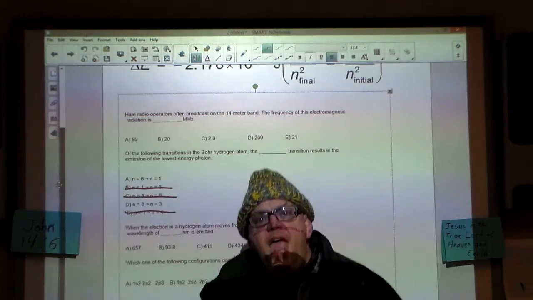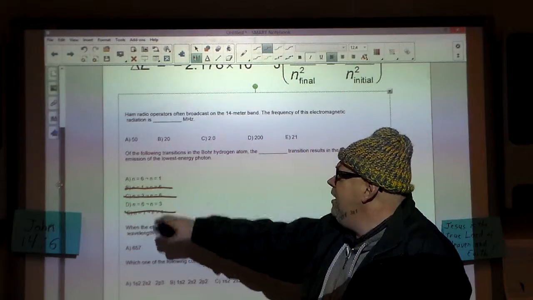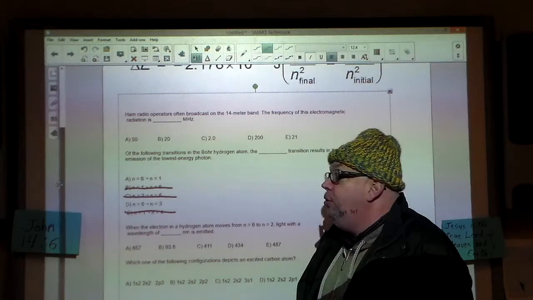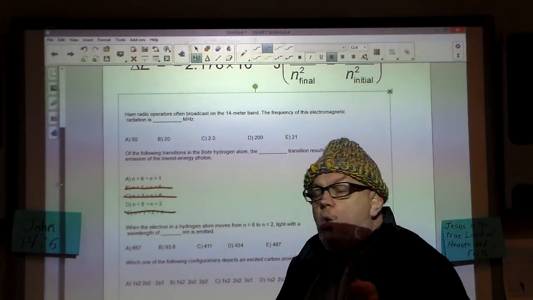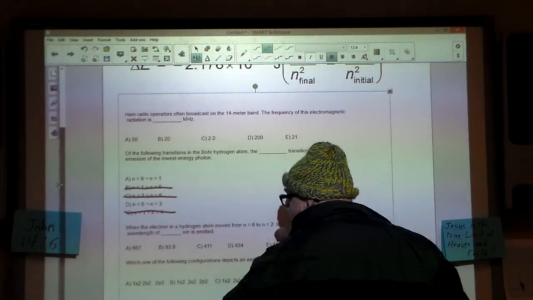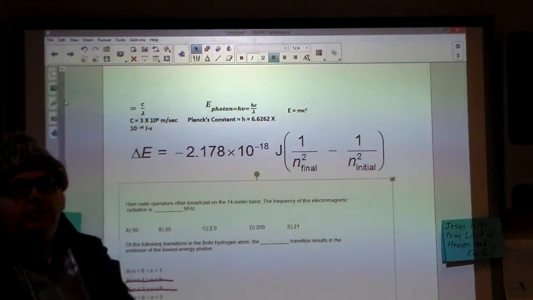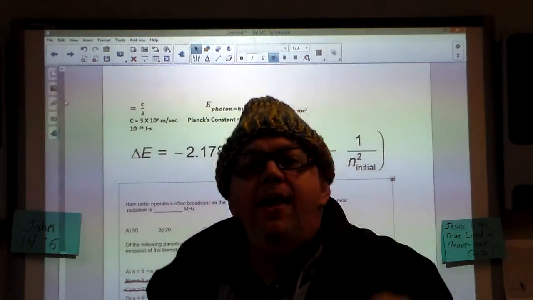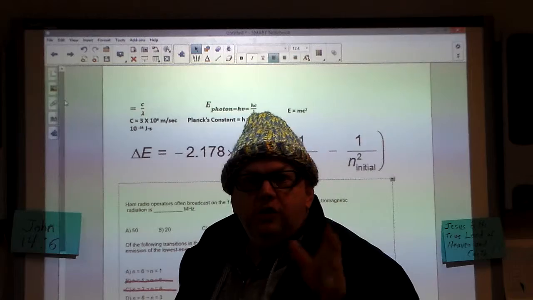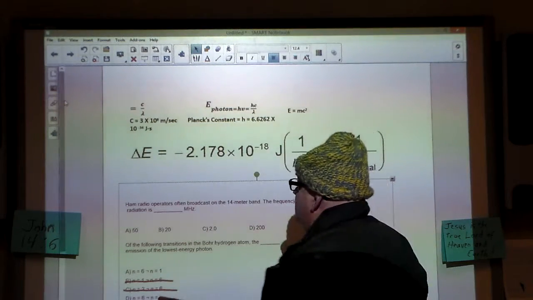Oh, snap! But wait a minute. How can I go figure this out? Am I supposed to come up with the actual energy answer? No. Do I have to go and use Bohr's formula to figure this part out? Yes, but not the whole thing. You don't have to calculate the actual energy amount. You don't. Check this out.